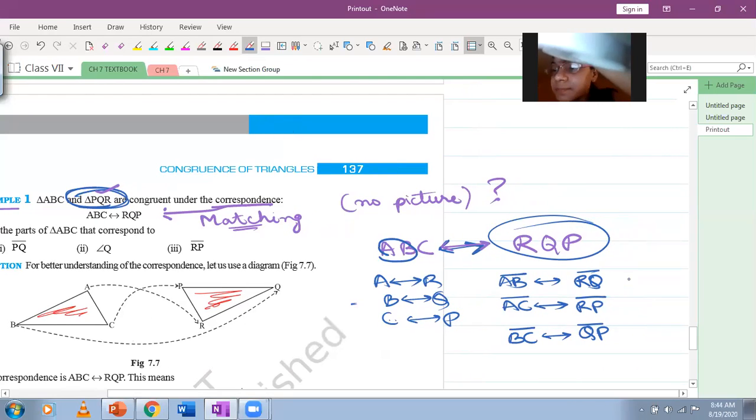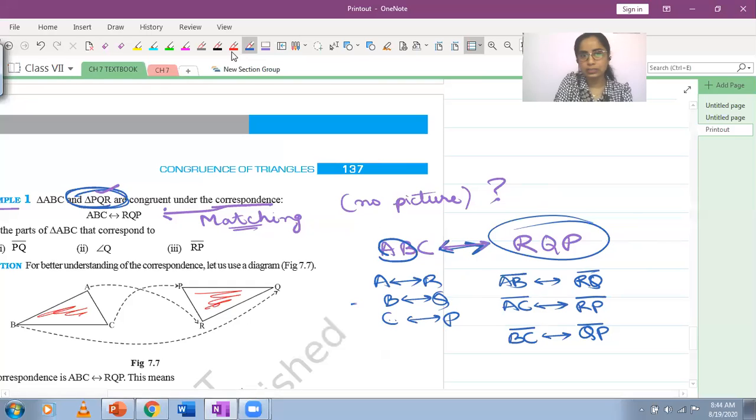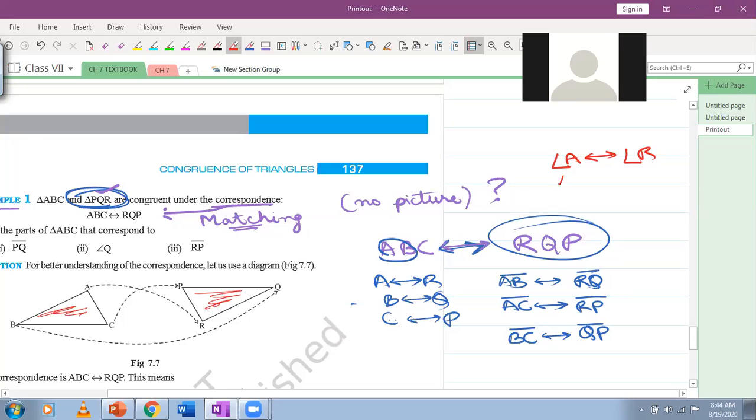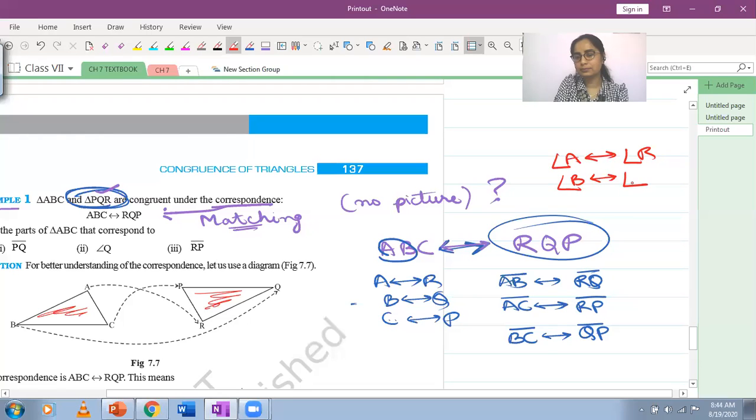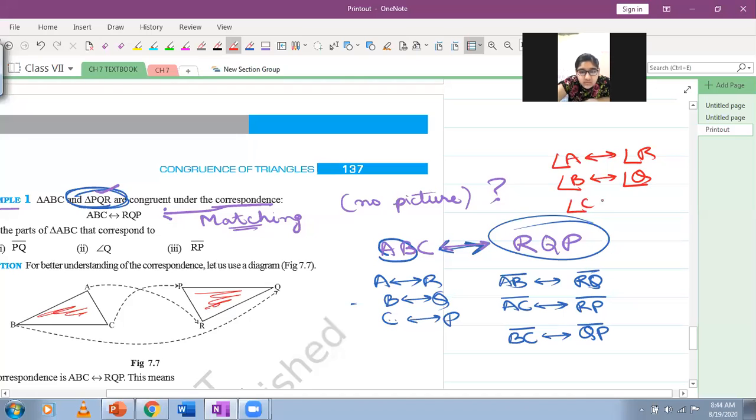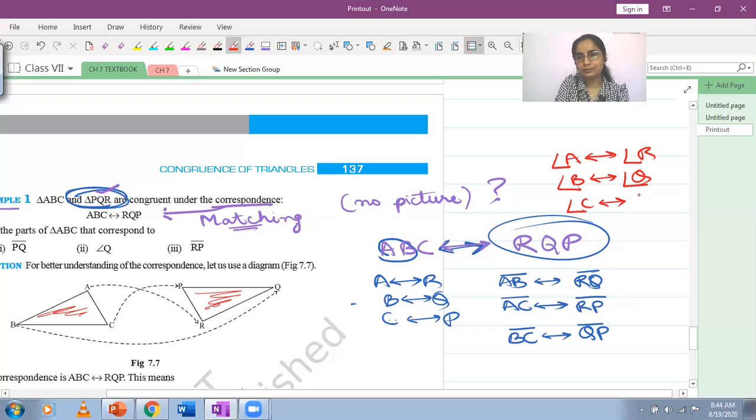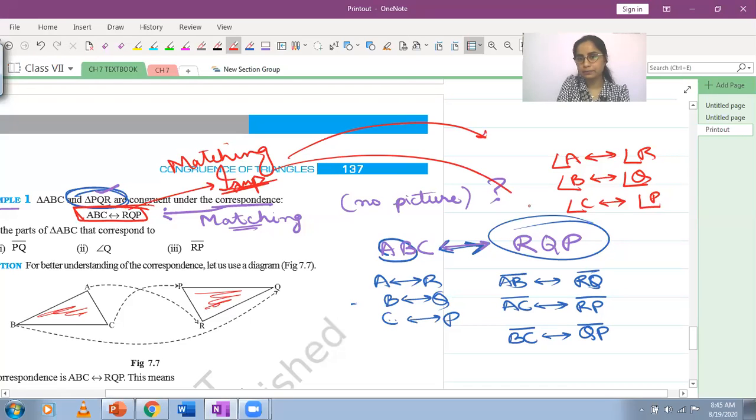Can you say something about the angles? Let's write the angles also for these. Angle A, angle R. Angle B, angle Q. Angle C, angle P. So this is how you will write down the matching parts based on this. This is the important thing, very important. You have to write the answers by looking at this.